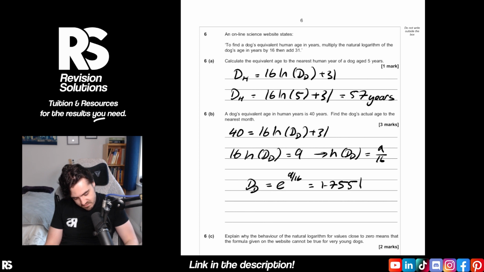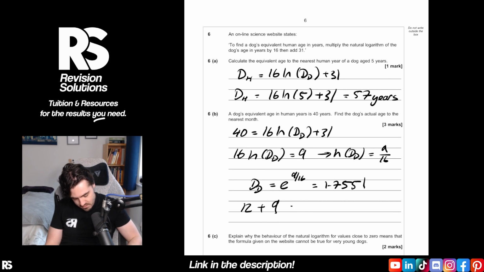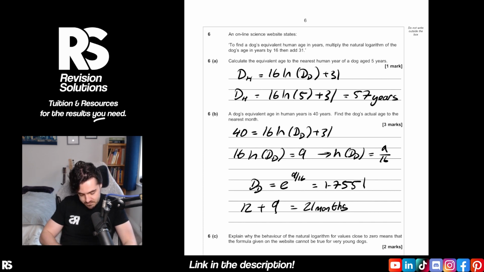But it's asked us to find the age to the nearest month. So we get 1 year, which is 12 months, and then we've got to add 0.7551 of a year. So 12 times 0.7551 gives me 9.06, so another 9 months to the nearest month. So in total, it would be 21 months for the dog's age in dog years.